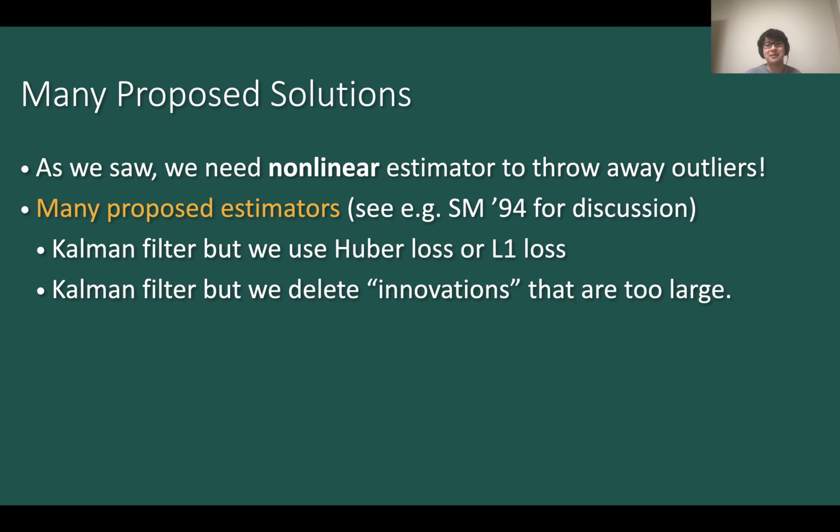Another option, possibly even more popular, very natural if you're familiar with the Kalman filter, is that the Kalman filter itself has basically some kind of confidence intervals inside of it. And so you can use those confidence intervals to delete updates which appear to be too large to be statistically plausible. Okay, so that's a natural engineering solution based on the Kalman filter.